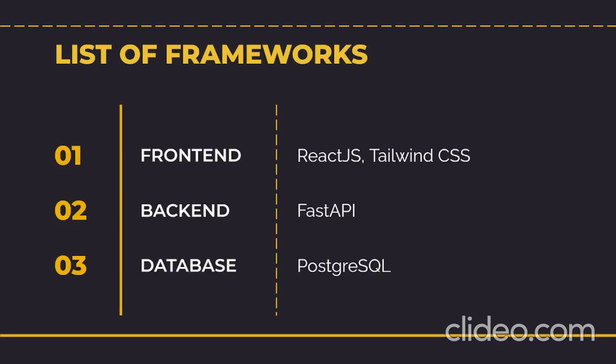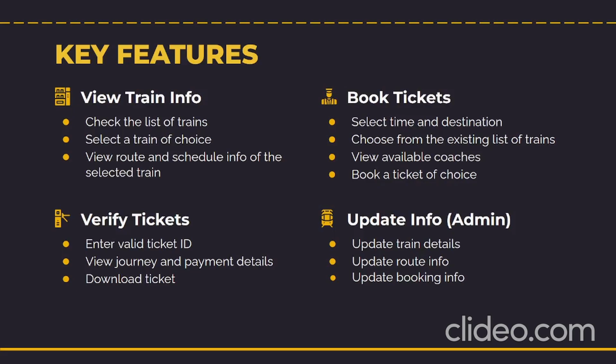This is the list of frameworks that we used. We used React.js and Tailwind CSS for our front end. We used Fast API for our backend, and finally for our database we used PostgreSQL. The key features of our project include viewing the train info, booking of tickets, and verifying tickets. We also have a separate role for our admin.